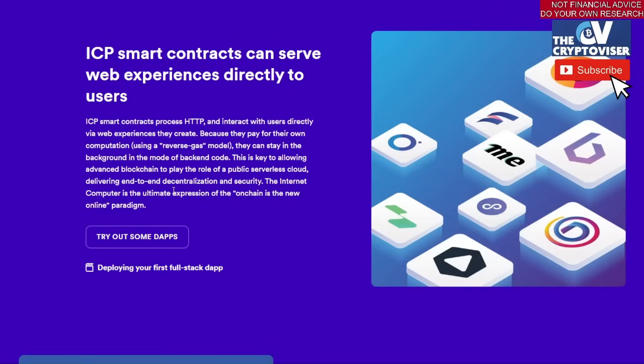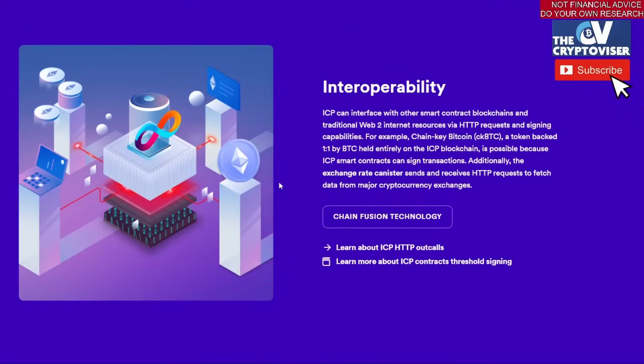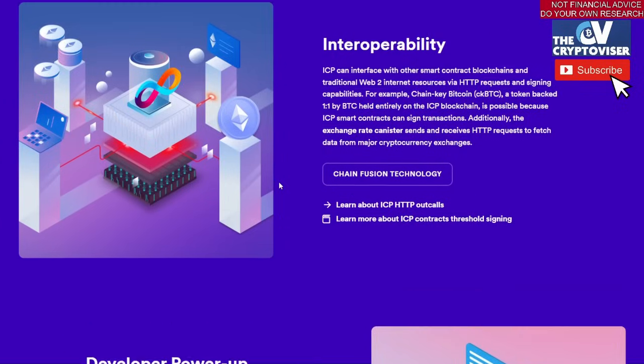And so instead of going through Amazon Web Service or Google Cloud or OpenAI's proprietary cloud infrastructure, you can now use a decentralized ecosystem infrastructure. And that seems to be what Internet Computer's new vision and pathway is.